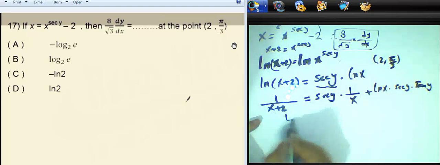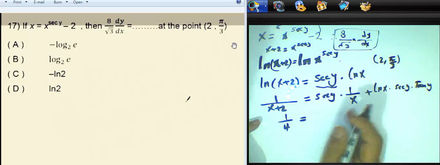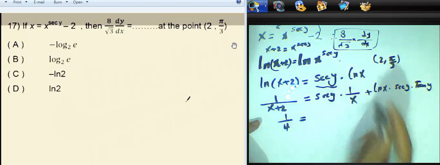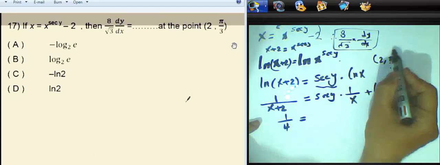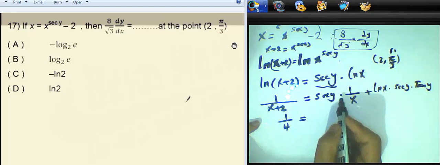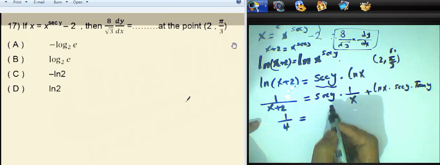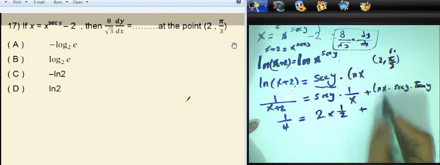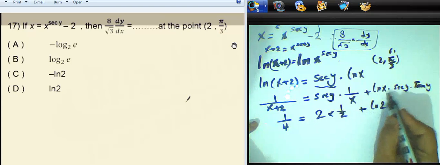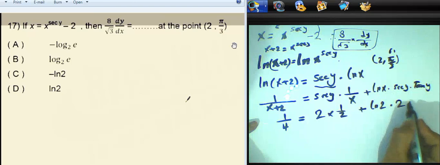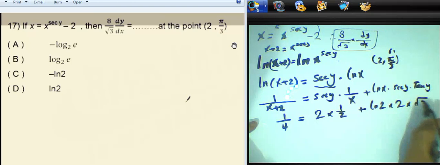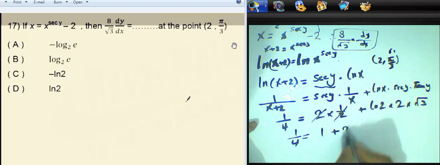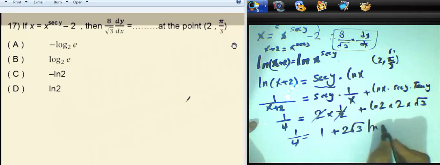x equals 2 here, it will be 1 over 4. And 2 here, it will be 1 over 2 multiplied by sec y. Sec y, it means pi over 3, 60 degrees. Sec 60 is the inverse of cosine 60, which is half, so its inverse will be 2, multiplied by half, ln 2, multiplied by sec y, which will be 2, multiplied by tan 60, root 3. Cancel this, it will be 1 over 4 equals 1 plus 2 root 3 ln 2.